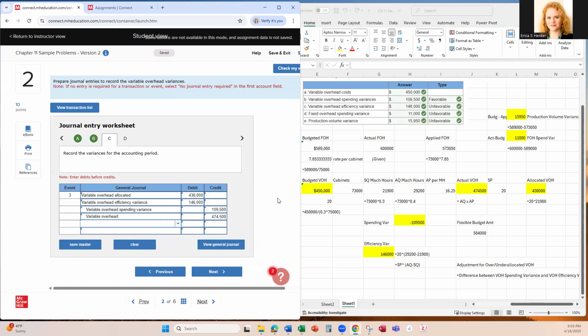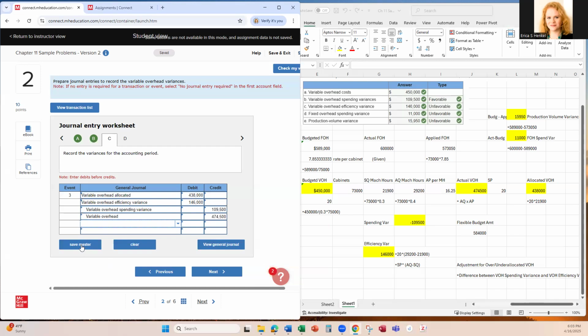Okay, all right, so that is our journal entry for recording the variable overhead variances. If you do your variable overhead allocation number in your first line, and you do your variable overhead that you're cleaning out on your last line, then you can do your two variances in the middle and just check to see whether those are debits or credits in order to make sure you get them in the right column here. Whether they're favorable versus unfavorable determines that.